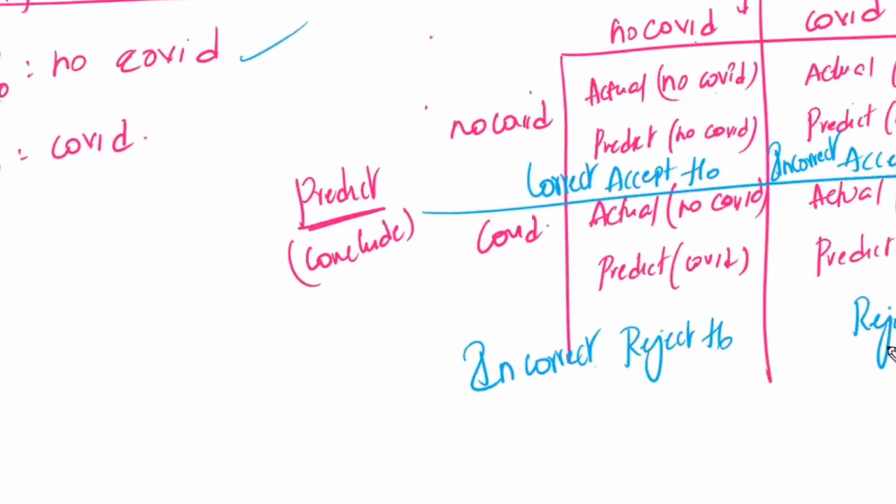This one is correct or incorrect? Correct. Correctly, you have rejected the H naught. Two correct things you have done. Two incorrect things you have done: incorrectly accepting H naught, incorrectly rejecting the H naught. Incorrectly accepting the H naught is called alpha, which is also called type 1 error, which is a mistake only. Both are mistakes only, both are wrong only. This one is called type 1 error and this is called type 2 error.